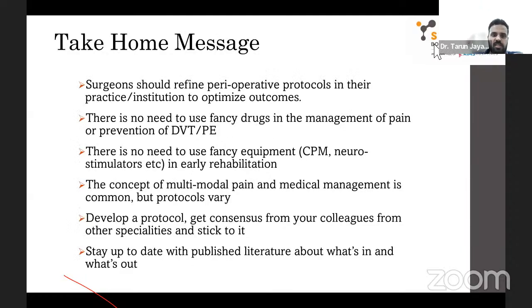So the main take-home message in all this protocol talk is the surgeon should refine their protocol and should maintain a standard protocol in their institute for all patients. There is no need to use any fancy drugs for the management of pain and prevention of DVT. There is no need to use fancy equipment like CPM machines, neurostimulators, etc. in early rehabilitation. Always follow the concept of multimodal pain management. Again, these protocols may slightly vary from institute to institute, but the principle still remains the same. Develop a protocol, get consensus from your colleagues and specialties, and always stick to it.